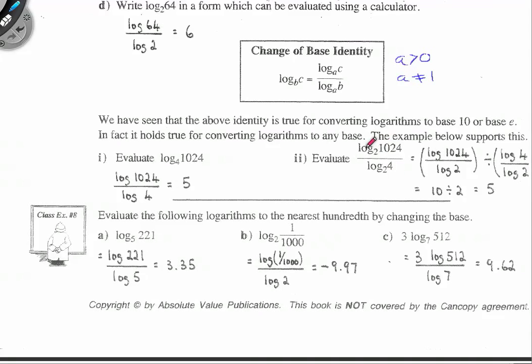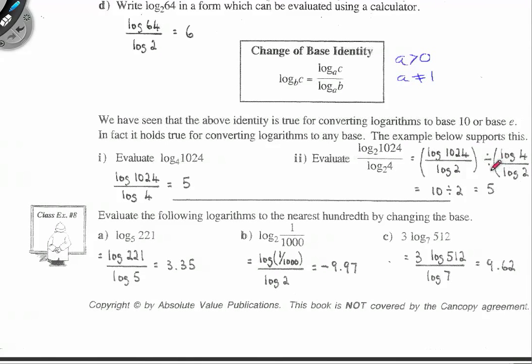Well, the top line is really log 1024 divided by log 2, which is this, divided by log 4 divided by log 2, so this. Now we can punch this into the calculator, we get 10. We punch this into the calculator, we get 2. So 10 divided by 2 is 5.